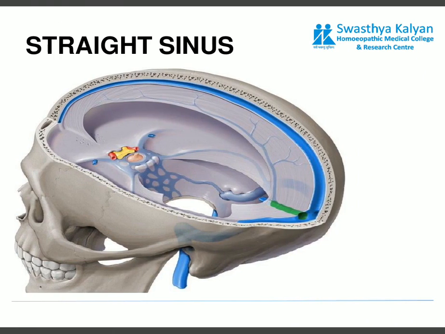The straight sinus is here in the figure in green. It is located at the junction of the tentorium cerebelli and the falx cerebri. These are the two dura mater foldings. This is the falx and this is the tentorium, and at the junction of both the straight sinus is located in the median plane.